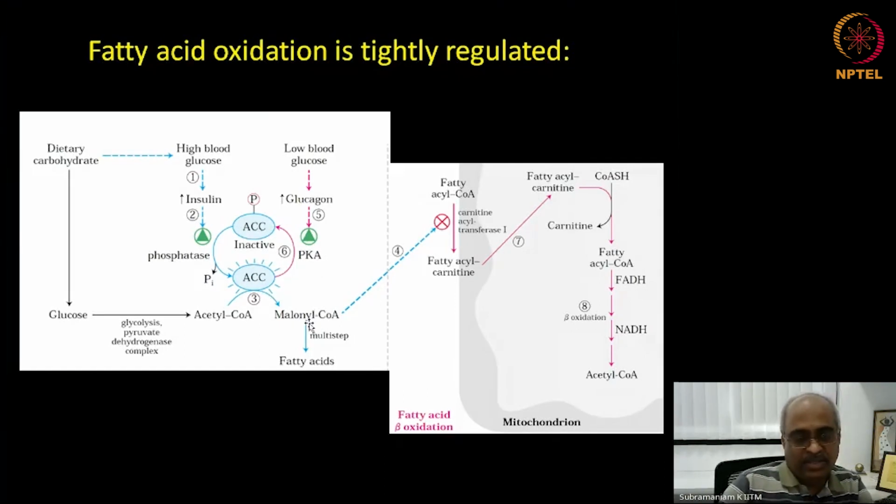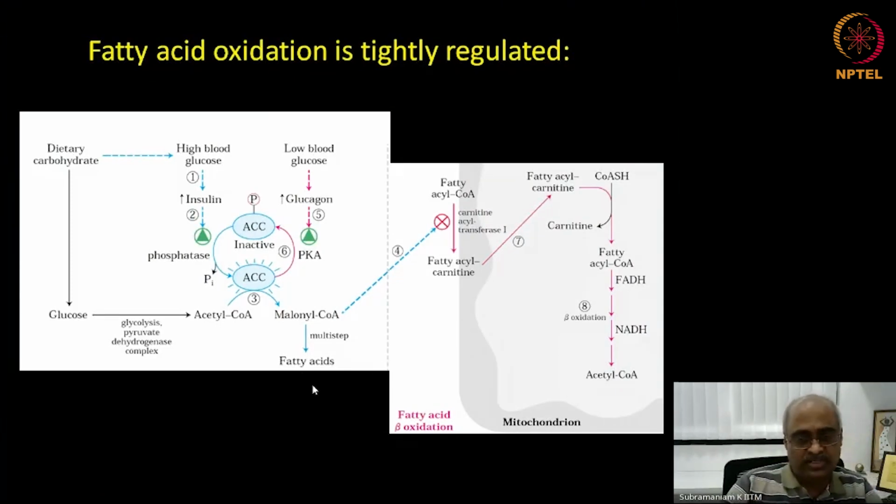The next important regulation is by this malonyl-CoA. Remember, the carnitine shuttle is the rate limiting step in beta oxidation, because the transport into mitochondria is the slowest step in the entire beta oxidation sequence. So that is subject to regulation. When you have excess malonyl-CoA, that inhibits fatty acyl-CoA transport into the mitochondria, because you have so much carbohydrate available that you are actually making fatty acid. Why would you take it into mitochondria?